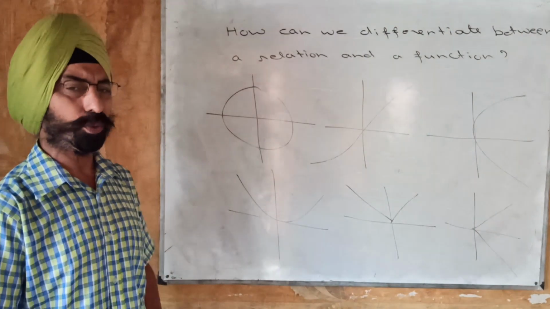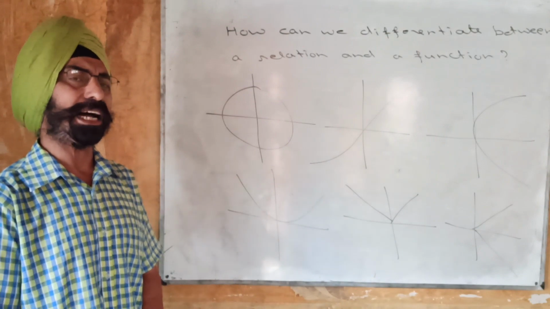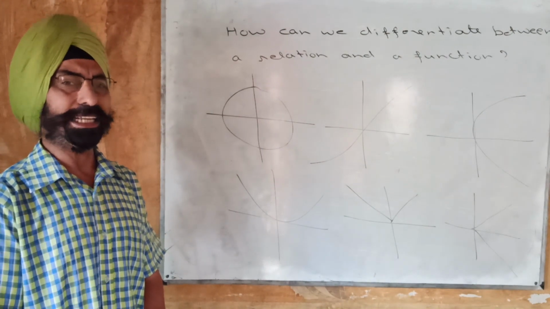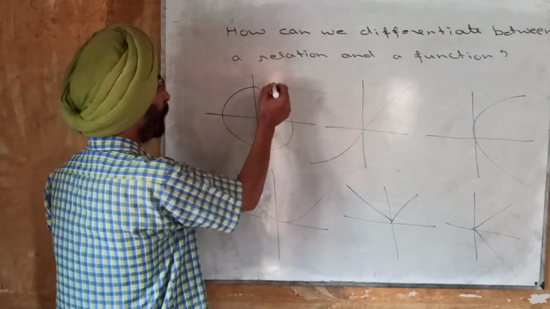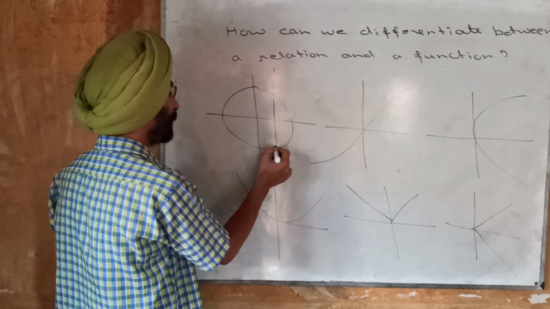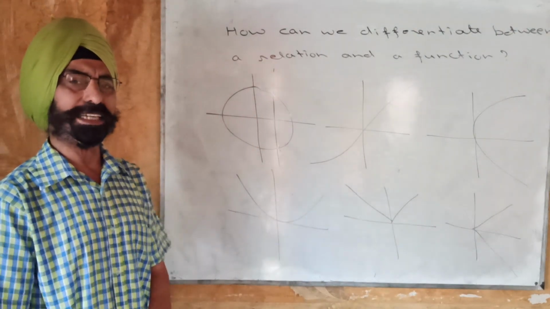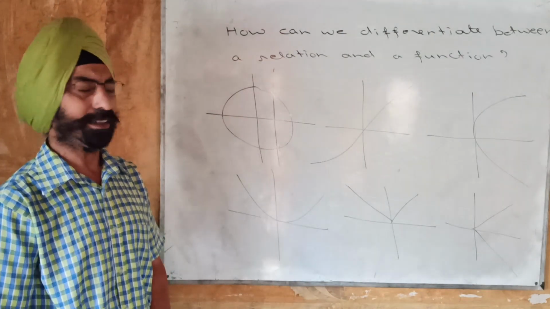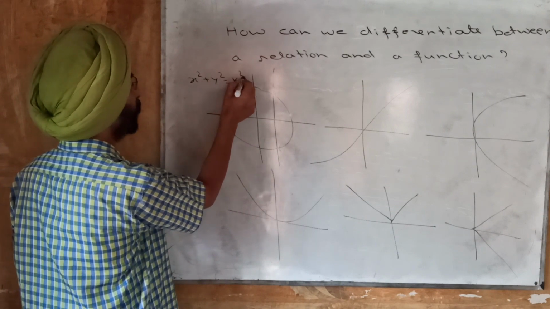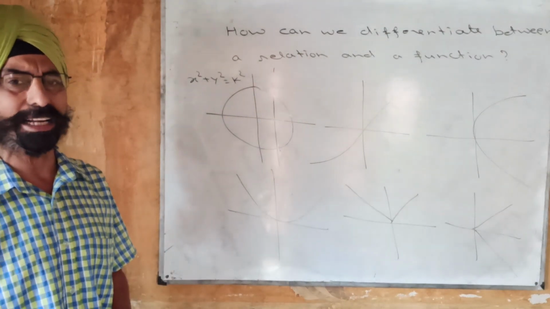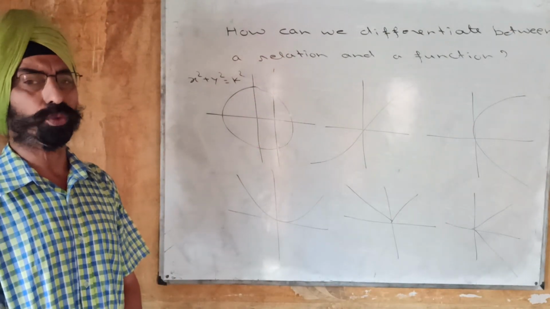What you have to do is, if you can draw a vertical line that cuts the graph in more than 1 point, then it is not a function, it is a relation. For example, in the first one, you can draw a vertical line which cuts the graph in 2 different points. So definitely this equation between x and y is a relation, it is not a function. The equation is x square plus y square is equal to k square. It is a relation, but not a function because you can draw a vertical line cutting the graph in 2 different points.